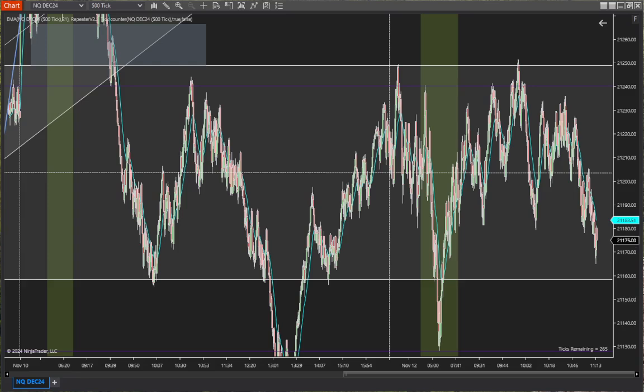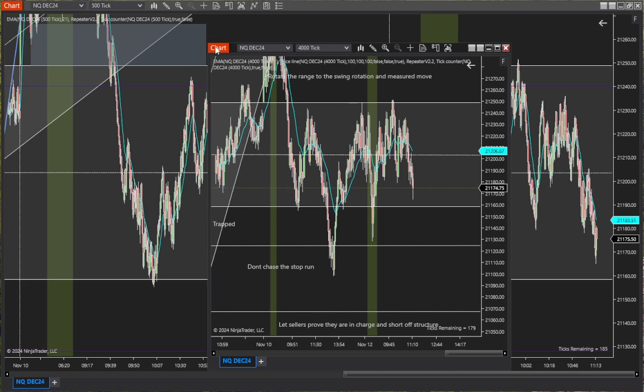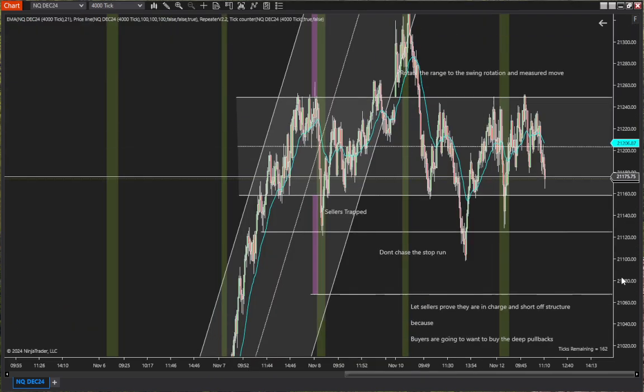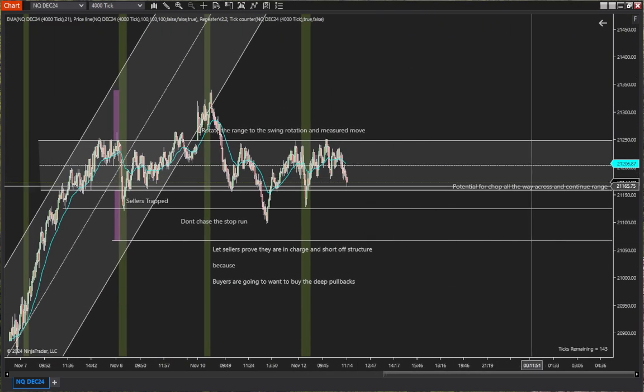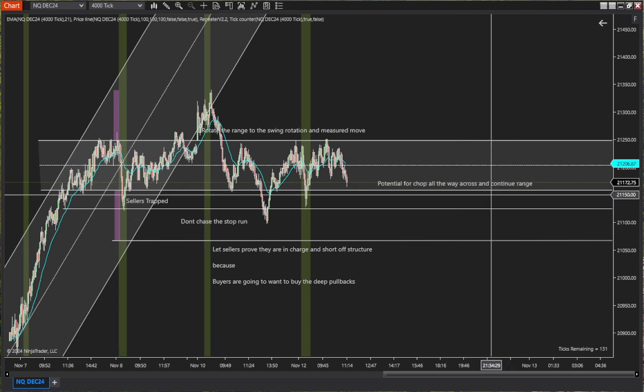All right, let's do this. It's November 12th, 2024. Inside of the range here, we're going to bring the 4,000 tick chart over. Look at that real quick, right? I know I put this previously. Potential to chop all the way across and continue.